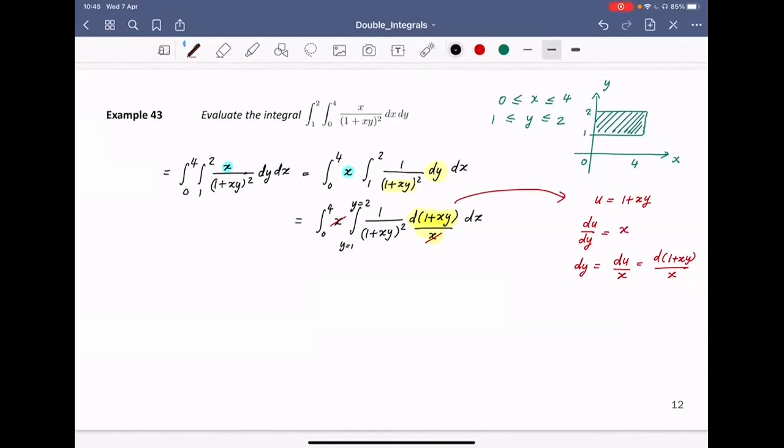And then what we have here is 0 to 4. Integrate 1 over u squared du, right? It's actually (1 plus xy) to the negative 2, d(1 plus xy), dx, right? So this is y equal to 1, y equal to 2.